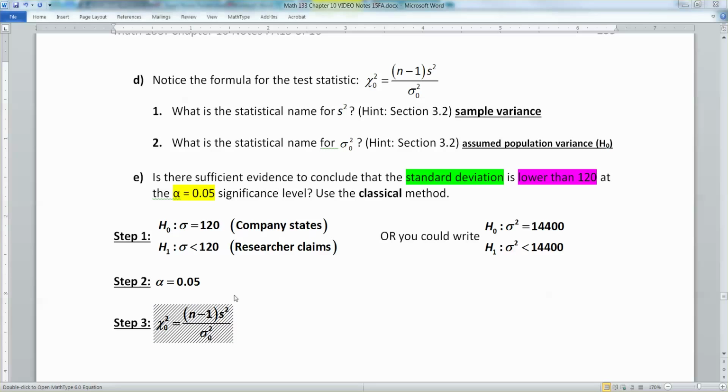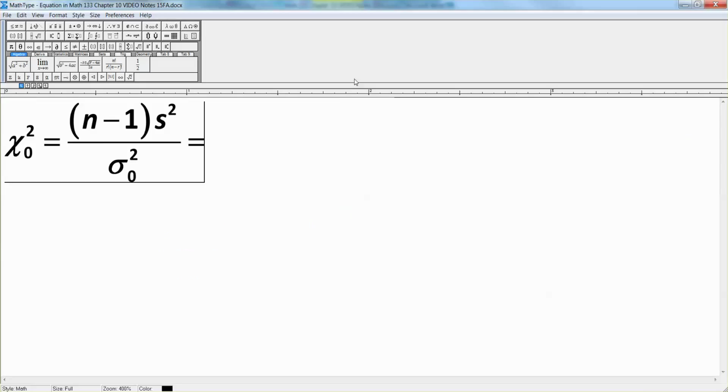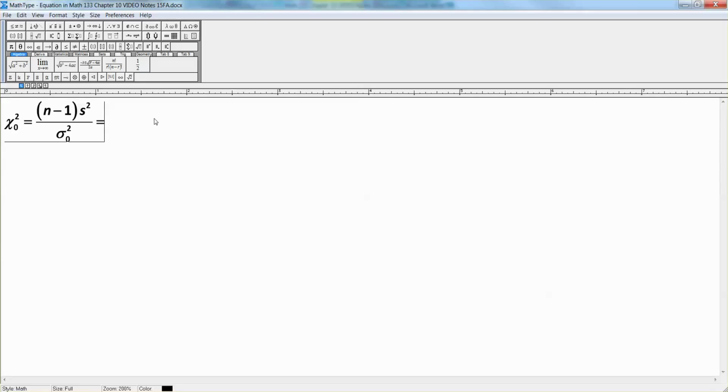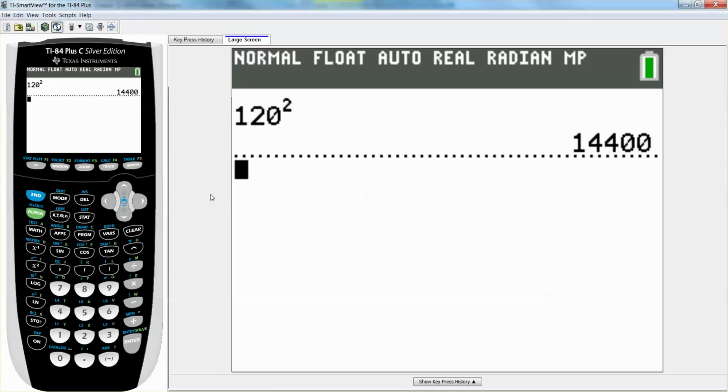Well, we've already found a whole bunch of it. We found that n was 10, so that's 10 take away 1. Then we found that s was 105.446, and we want to square that. And then sigma naught is 120, and then square that, which we actually just found a second ago with the calculator. It's 14,400. Okay. So what I can do is I can make the calculator find the parts of this.